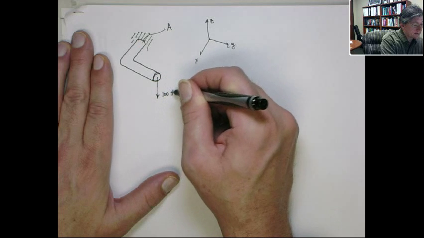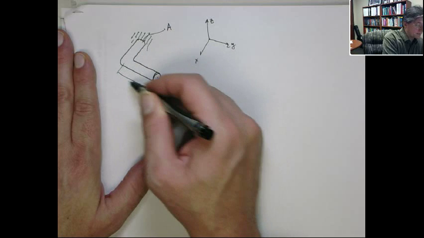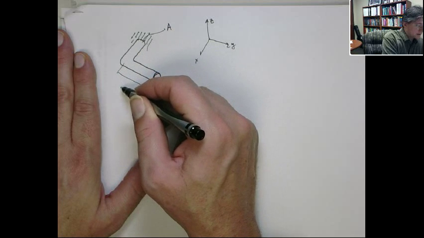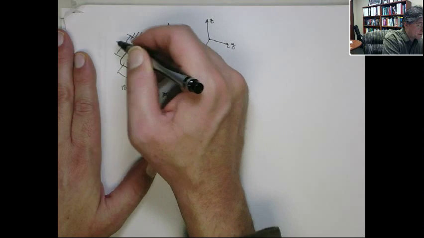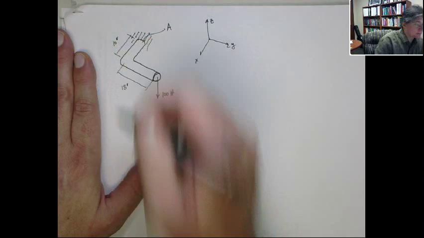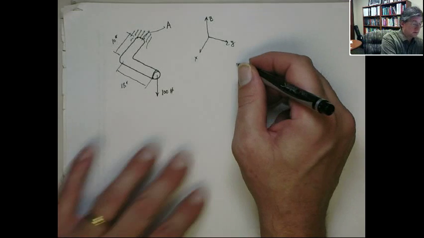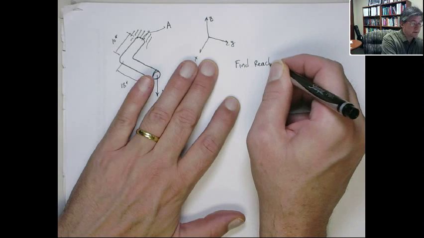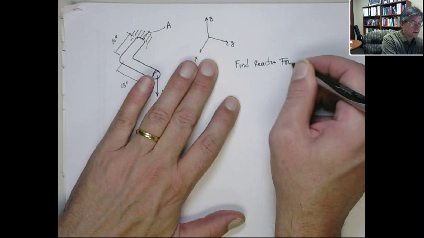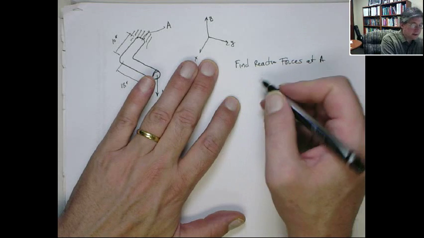100 pounds. Some dimensions here. This length is 18 inches, and this length of the wall is 16 inches. Just making some numbers up. Okay? Let's find the reaction forces at A that make this body be in equilibrium.